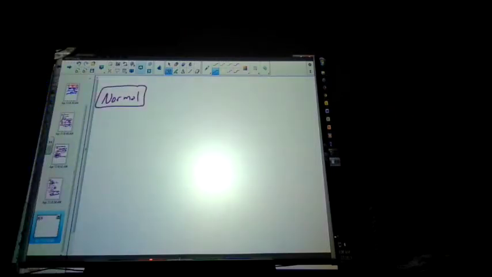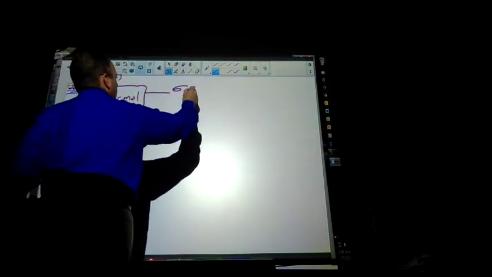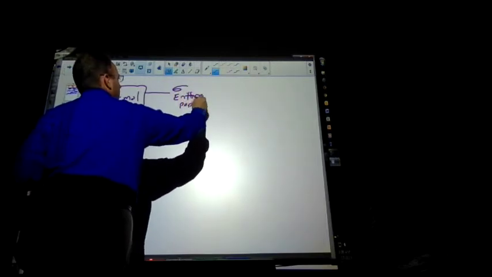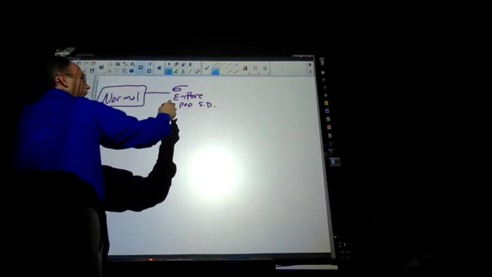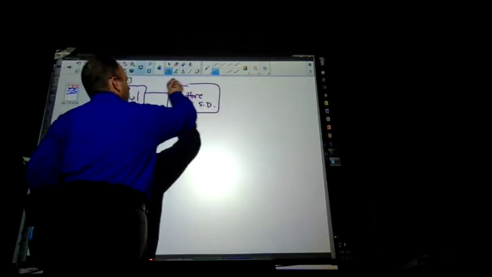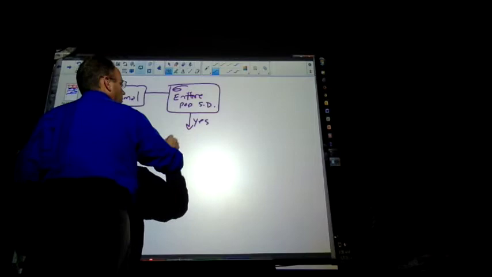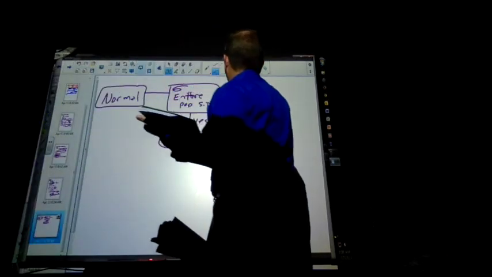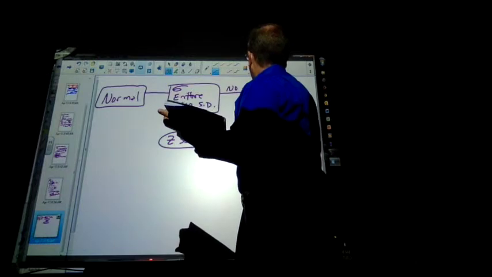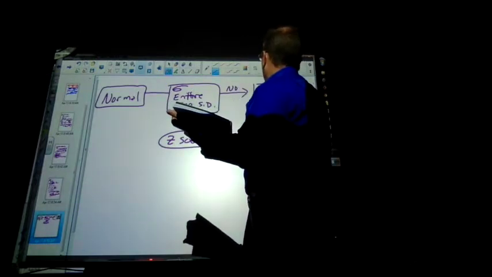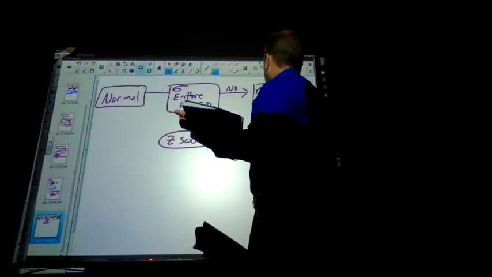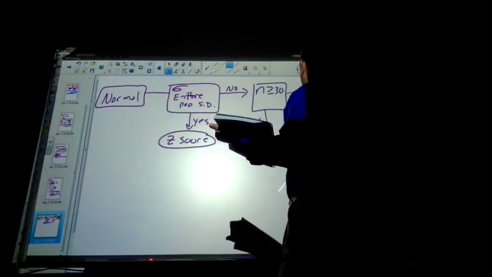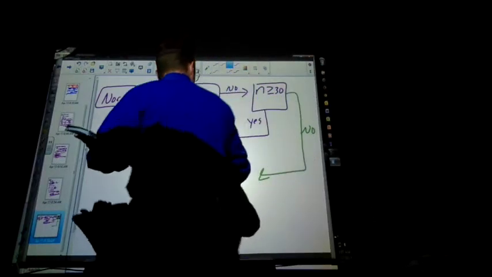So we know it's a normal distribution. If we know the entire population standard deviation, if this is yes, z-score. If this is no, then we're looking at our sample size. And if our sample size is greater than or equal to 30, if this is a yes, z-score one more time. If both are no, we go to t-score.